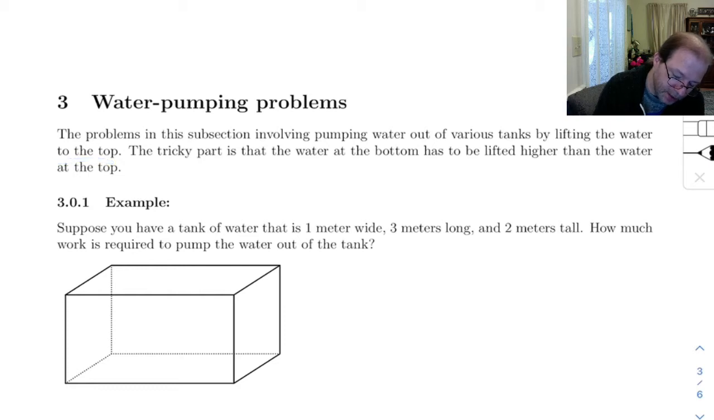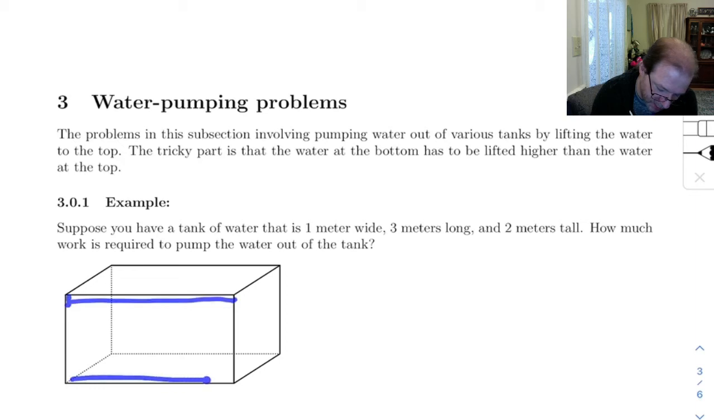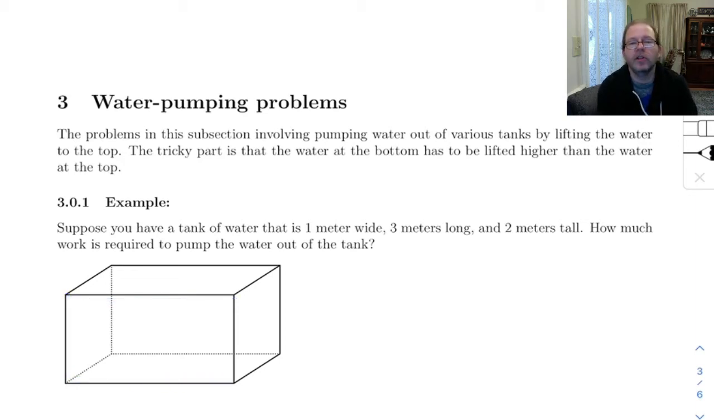And the tricky bit is the water at the bottom has to be lifted higher than the water at the top. So like here, the stuff that's right on the top, you only have to lift that a short way. Stuff that's at the bottom has to be lifted the full depth of the tank. So we're going to need to use some calculus to work this out. So let's look at this first example.